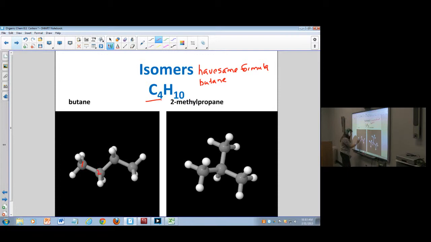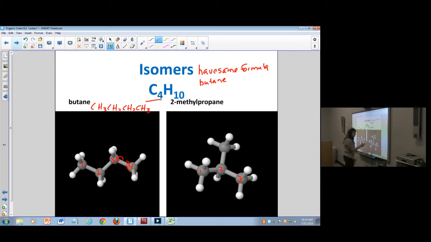So this would be 1, 2, 3, 4. Although there's free rotation around these atoms, they're still just in one chain. So they're still kind of like CH3, CH2, CH2, and CH3. But I also have another molecule, C4H10, and it's not going to be a straight chain with 4 carbons. Instead, carbon 1, 2, 3.